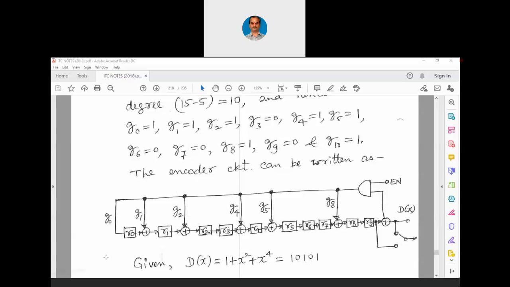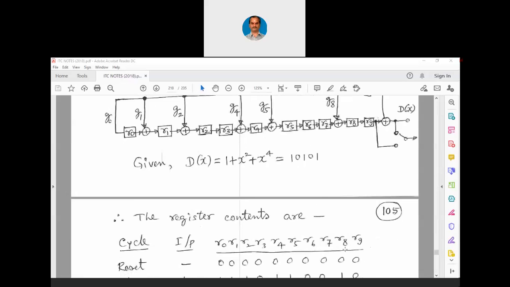Now using this circuit, we have to find out the code vector. The code vector contains the check bits as well as the data vector. For the first 5 clock cycles, 10101 goes out, and in those first 5 clock cycles, that 10101 also goes into the encoder circuit, and the check bits are formed there. Now for the next 10 clock cycles, whatever is stored in these registers is output into the channel.